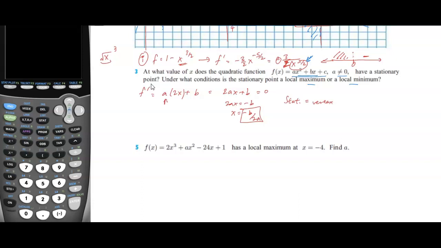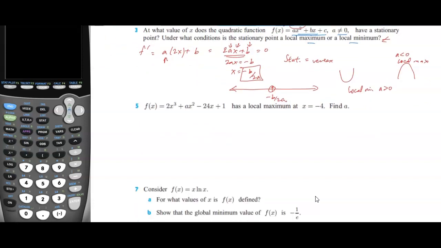Under what conditions is the stationary point a local maximum or a local minimum? Remember that a quadratic, or a parabola, is going to have a local minimum if it opens up, and it opens up if a is greater than 0, right? And if it opens down, a is less than 0, then it's a local maximum. Okay, so that is the answer to that question.